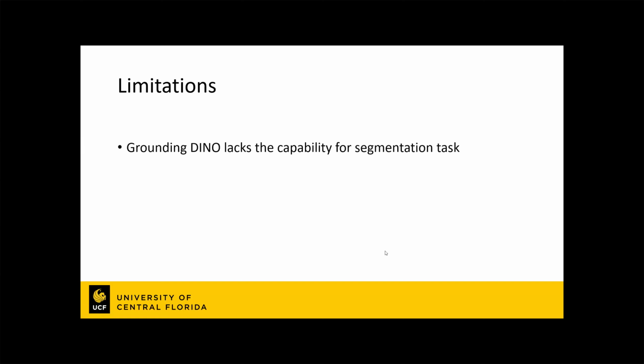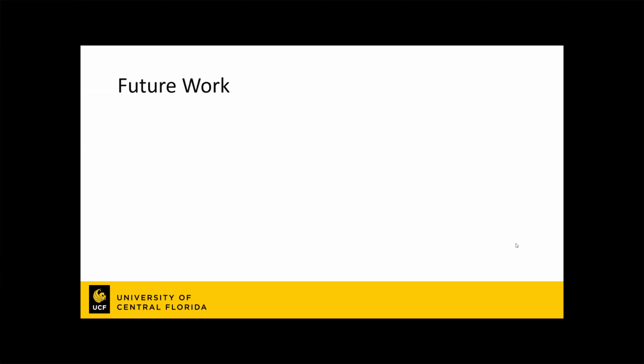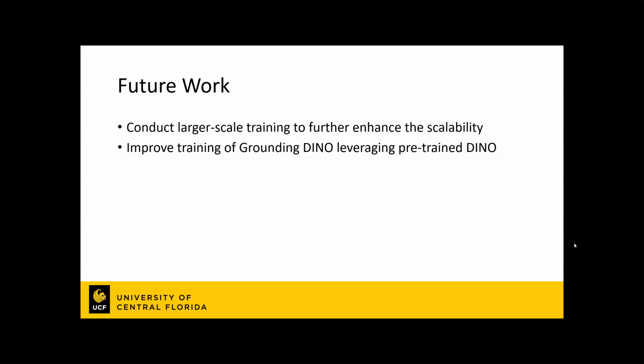Some of the limitations for grounding DINO are that it lacks capability for segmentation tasks. The limited amount of training data restricts performance potential for the model. And then the future work that they spoke about was conducting larger scale training to enhance scalability, improve the training of grounding DINO using the pre-trained weights and models for the original DINO, and enhance their zero-shot performance for the REC tasks.